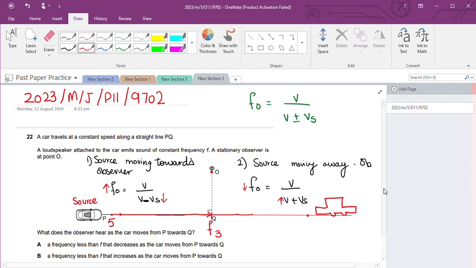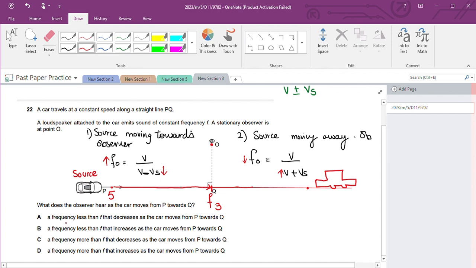So yeah, let's see which option is correct. A, frequency less than F. Because we are seeing from P to Q, we know that your frequency cannot be less than F. At least we know that the frequency from this point, let's shade it, to this point will be greater than F. Because before point Q, your frequency cannot be less than F. It's at least greater than F, which is clear, right? So we can clearly eliminate options A and B because they say a frequency less than F.